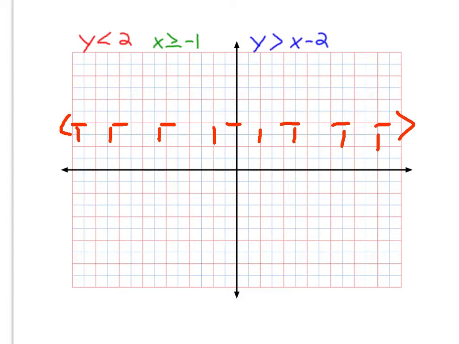Now I'm going to graph the next line, the green one. x is greater than or equal to -1, so my line needs to be at -1, and it's a solid line. Now I'm going to put comb marks toward where I would shade for this one. If it's greater than or equal to -1, that's all this stuff all the way over here, so I'm going to put my comb marks facing this way.